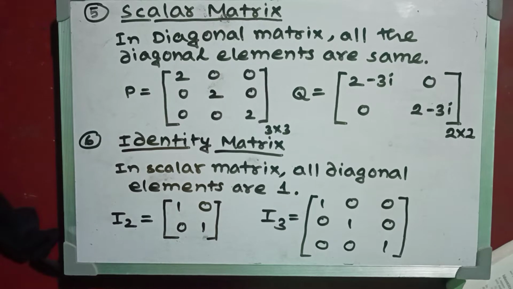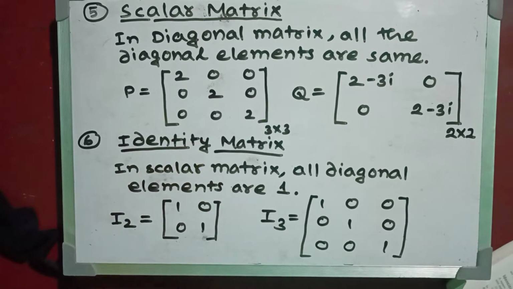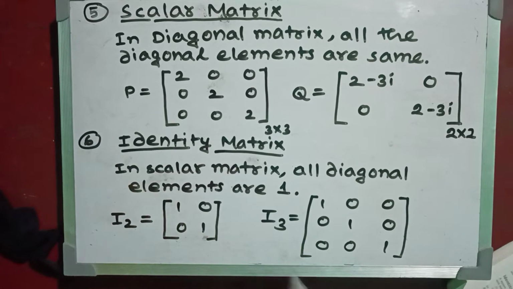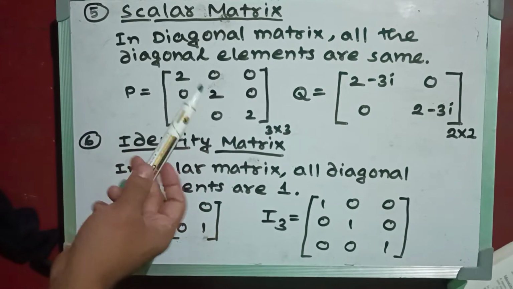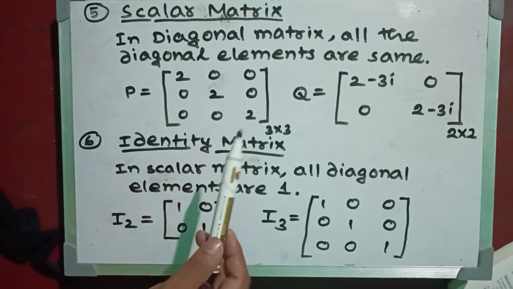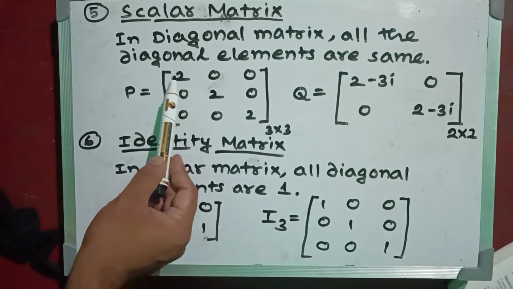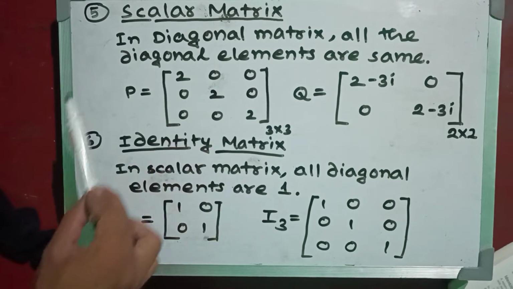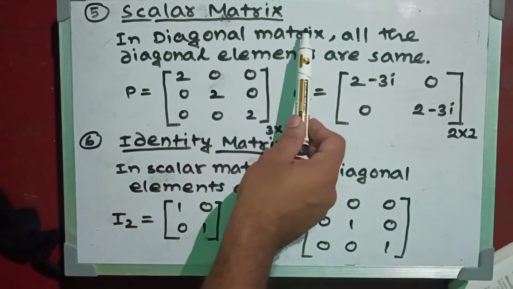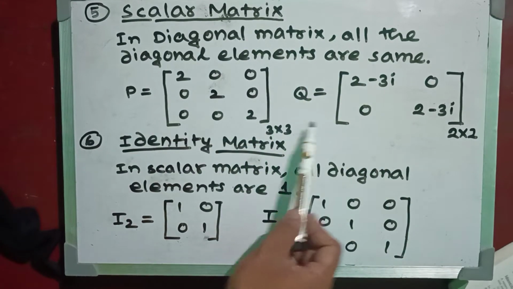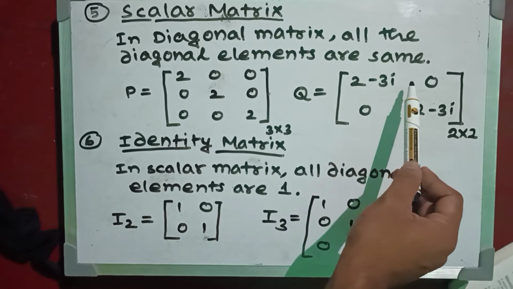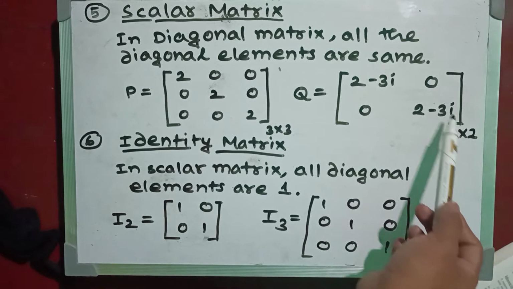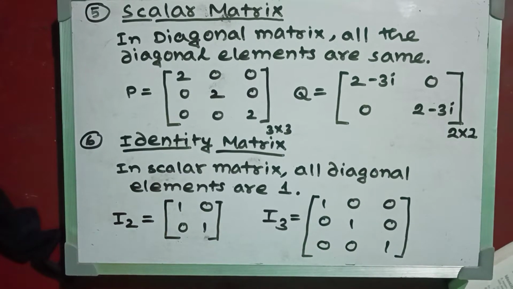Now I will be discussing scalar matrix. So what is scalar matrix? We have seen the diagonal matrix. In a diagonal matrix, we know only the diagonal elements will be there. So here, as you can see, the diagonal elements are present, but all the diagonal elements will be equal. As you can see here, all the diagonal elements are 2. So if the diagonal elements are equal, then it will be a scalar matrix. So it's a 3 cross 3 matrix, and here also you can see it's a 2 cross 2 matrix, with diagonal element 2 minus 3i, and here also 2 minus 3i, and all the other elements are 0.